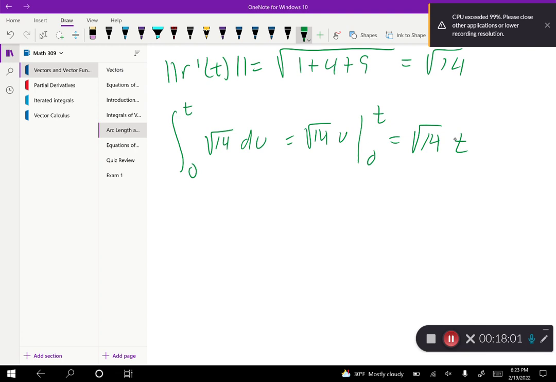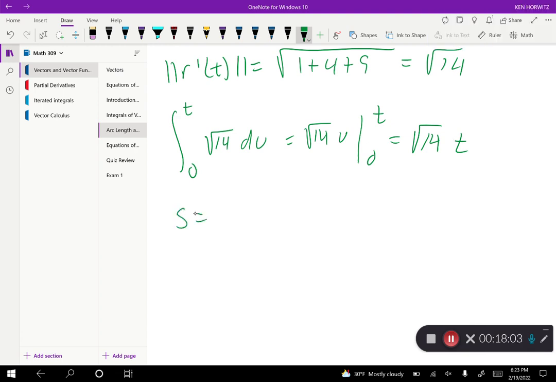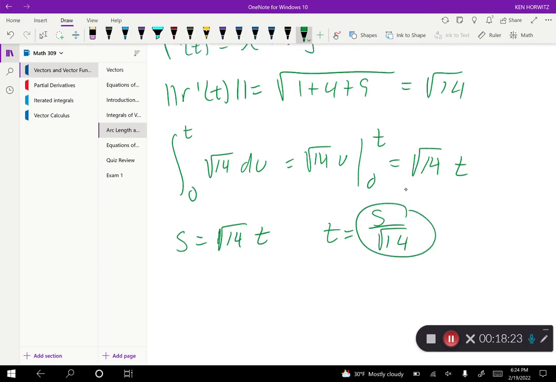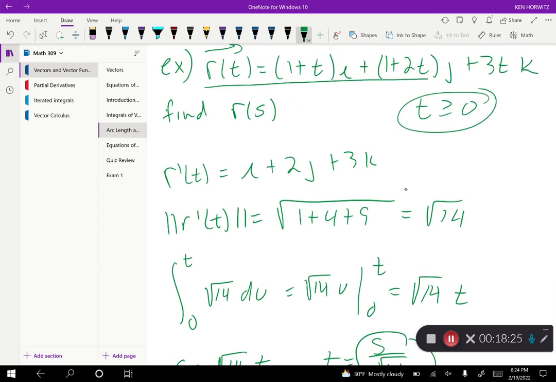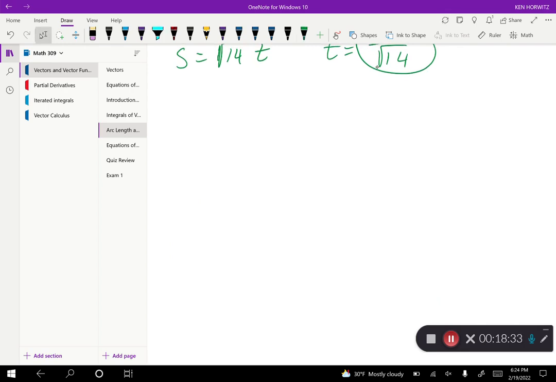Now remember, this is our arc length. So s equals the square root of 14 t. Now, here's what I'm going to do. I'm going to solve this for t. So I'm going to say t equals s over the square root of 14. And then I'm going to take this and plug it into my original vector. Anywhere I see a t, I'm plugging in the s equivalent. So my final answer is going to be r of s.